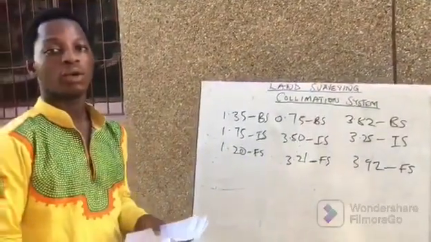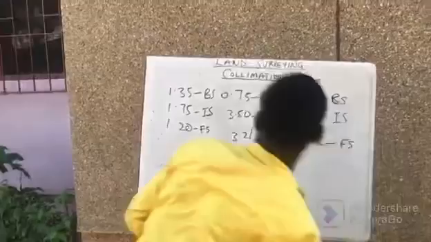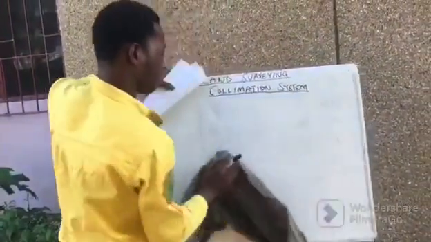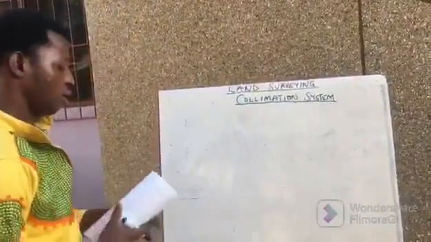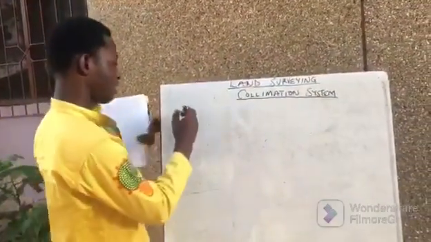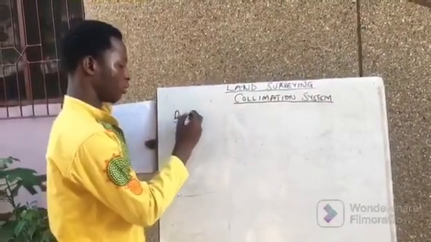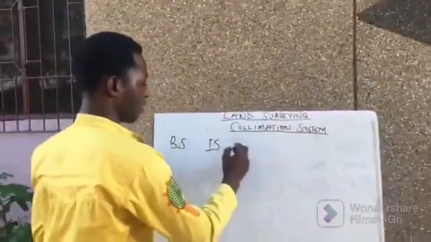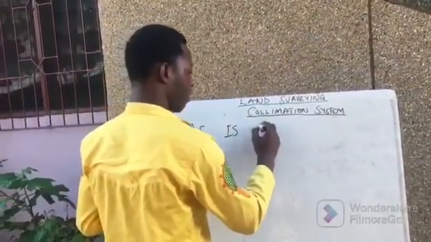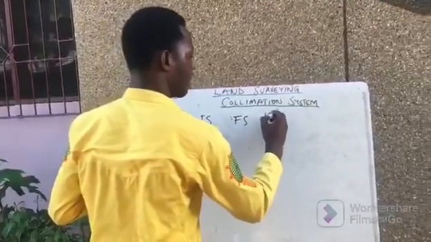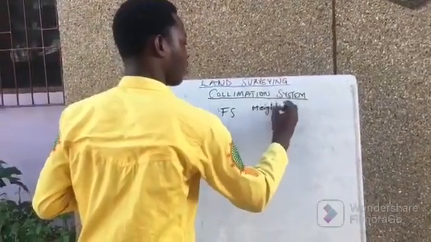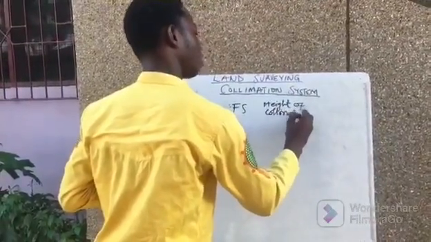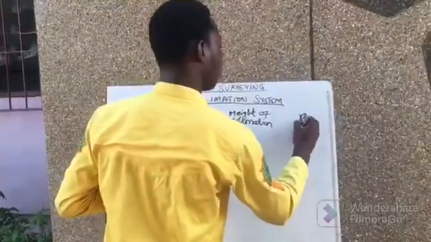Then you go on to draw the table. In drawing the table, your first column is supposed to be your backside. The next one is the intermediate. The next one is the foresight, then the height of collimation, and the last one is your reduced level.